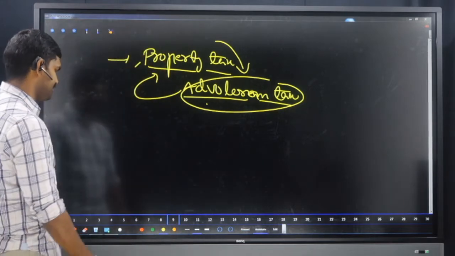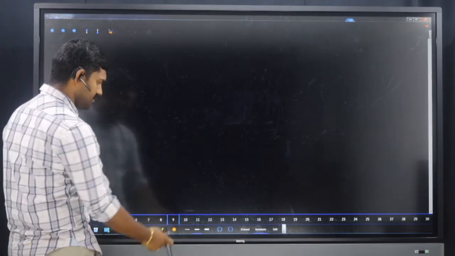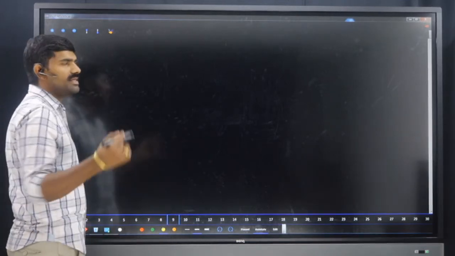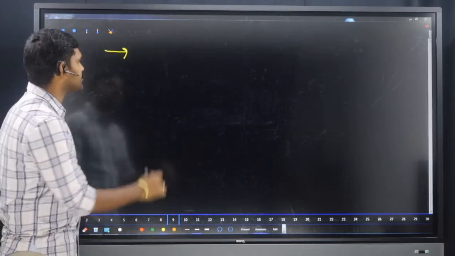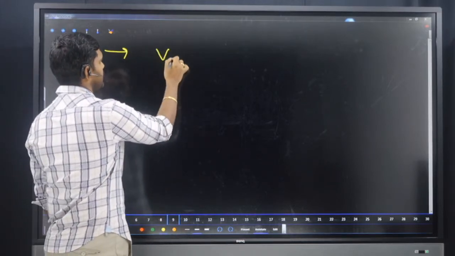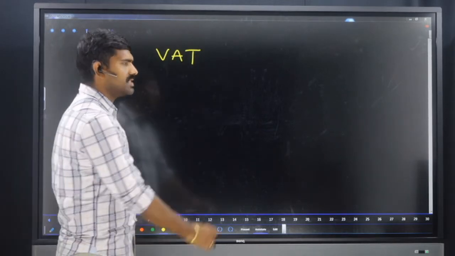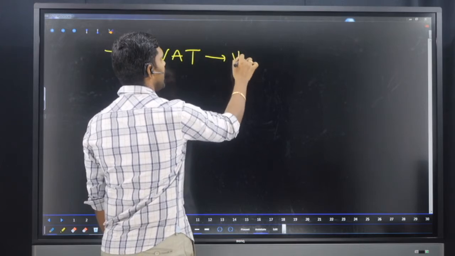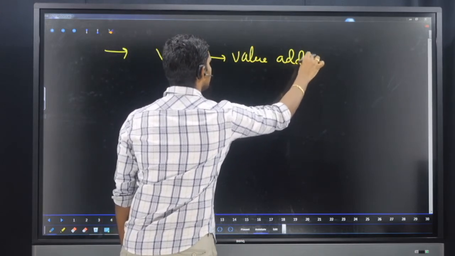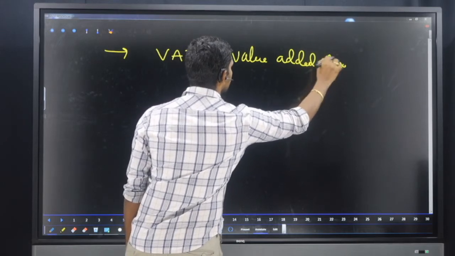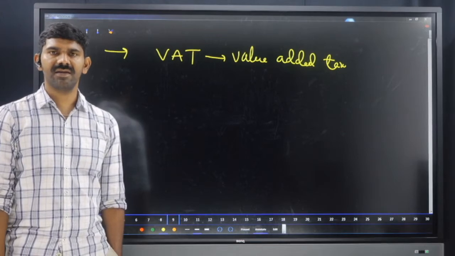The next one, see here, there is something called VAT. What is the full form of VAT? Value added tax. Value added tax. It's a kind of indirect tax.